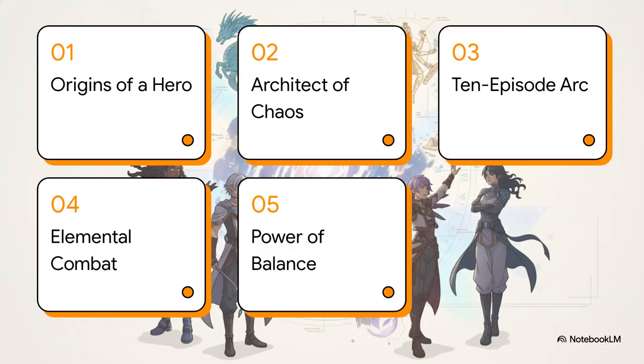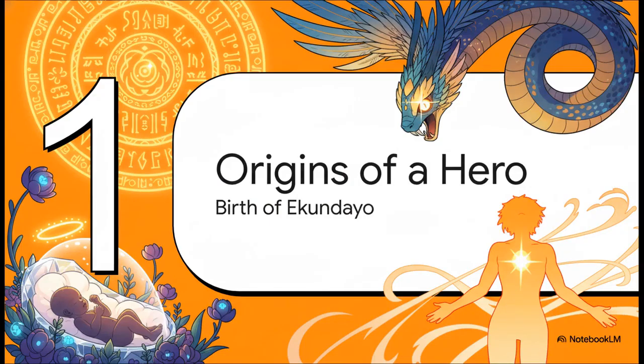Here is our master map for how we're breaking this down. We're going to cover the origins of a divine hero, the architect of chaos, the 10-episode cinematic arc, high-intensity elemental combat, and finally, the power of balance. Let's jump into Section 1, Origins of a Divine Hero and the Birth of Ekundayo.